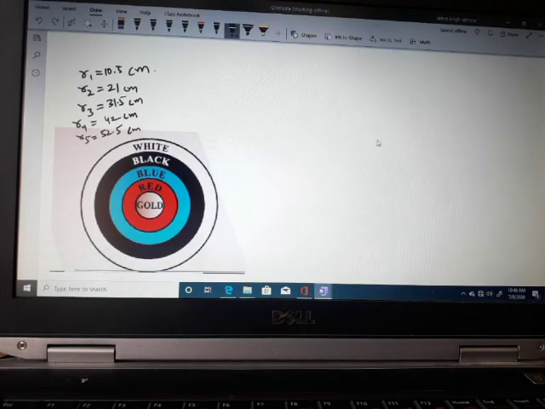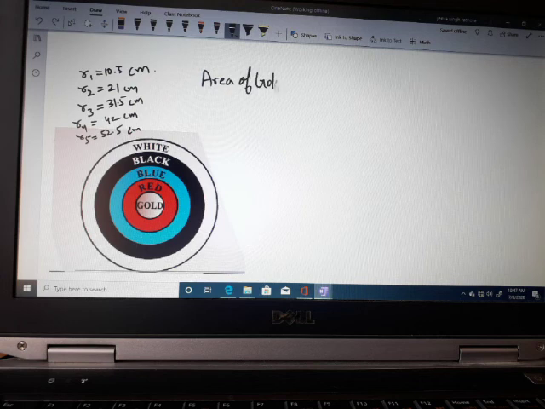Now first of all we find the area of this gold region. This is the gold region. So area of gold region, that we consider this one is A1, this one was A2, this was A3, this was A4 and this one was A5. That means you have to find the area of the A1 region.